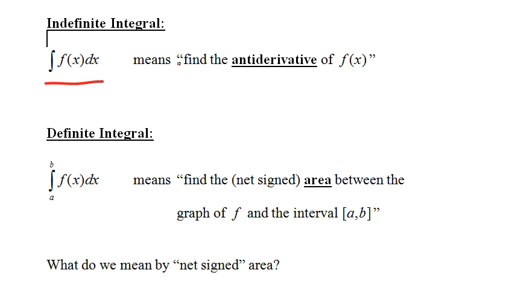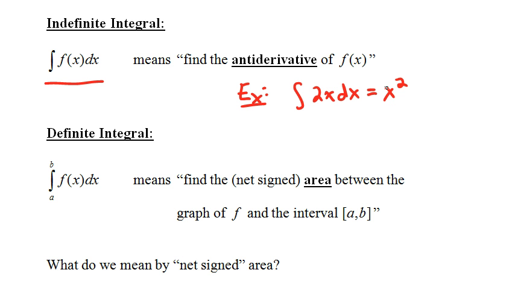So when you see this symbol, this means find the antiderivative, or find the general form of the antiderivative, of f of x. As a quick example, if we see the integral of 2x dx, what that's asking us for is to find the antiderivative of 2x. So find a function whose derivative is 2x. And of course, x squared could be an answer.